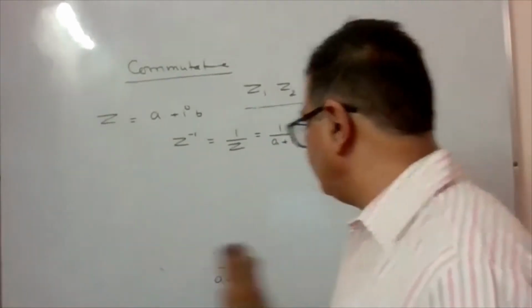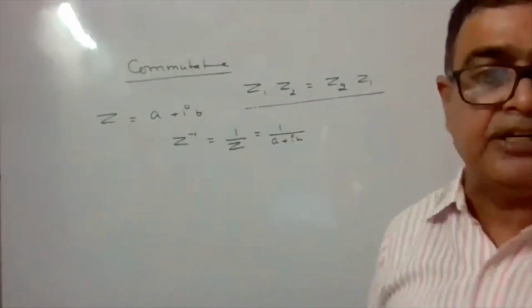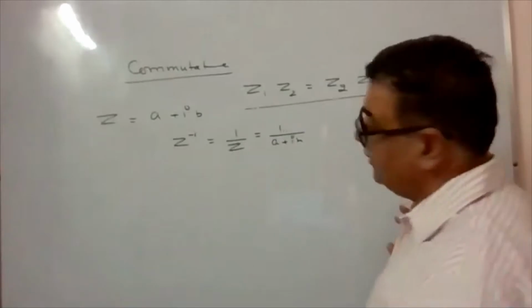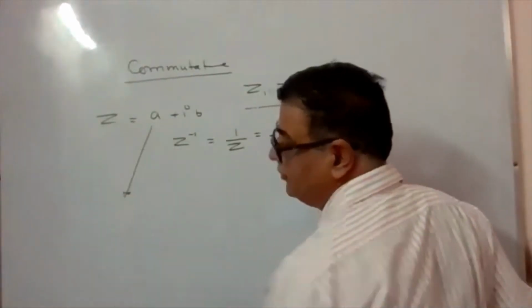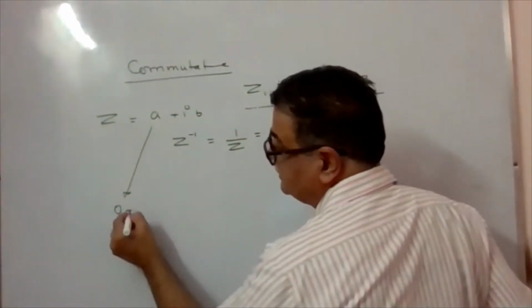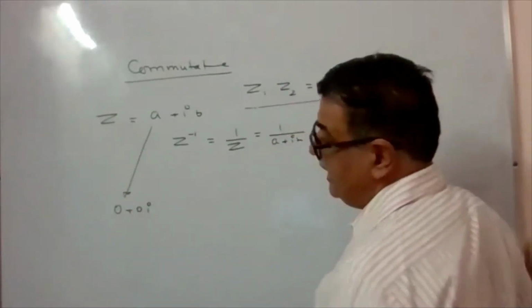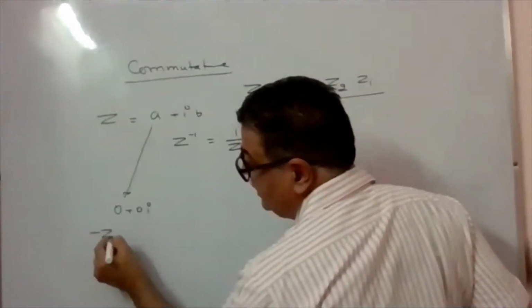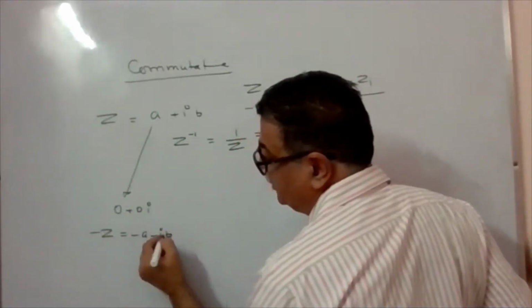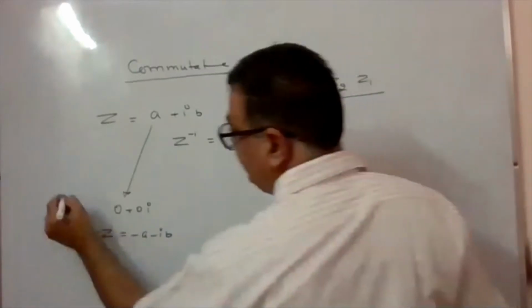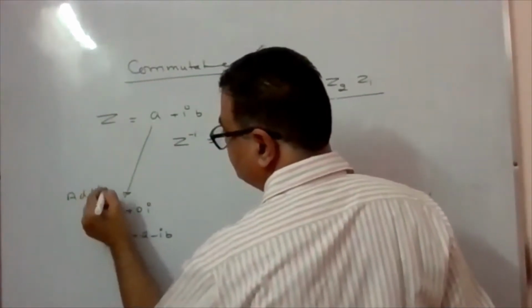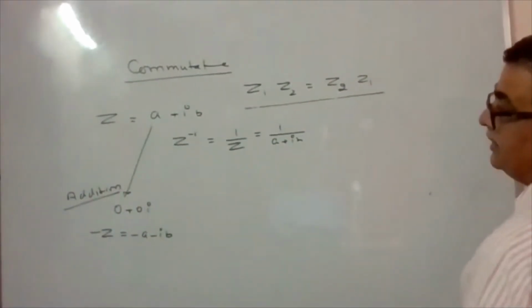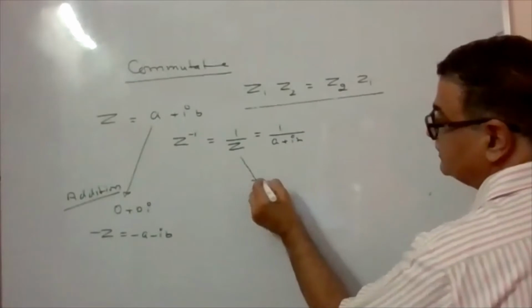So we have done what is additive inverse, what is additive identity, what is multiplicative inverse, what is multiplicative identity. Additive, if you remember, what was the identity? 0 plus 0 iota. And what was the additive inverse? That was minus of z, that was minus a minus iota b. This was for addition, and that's why it is called additive identity. This is additive inverse. Then we have multiplicative inverse.